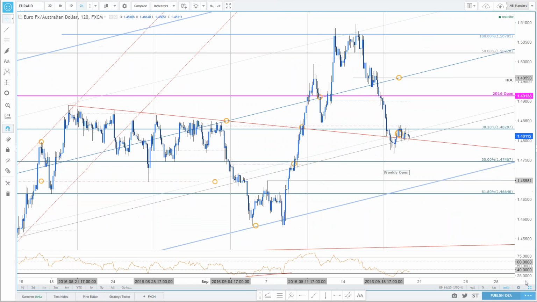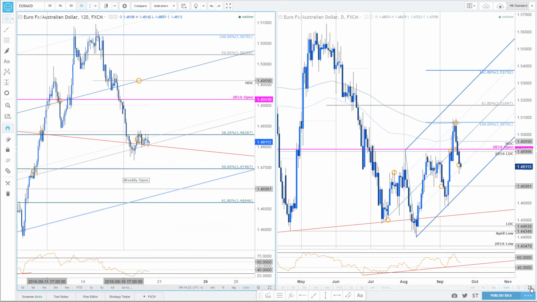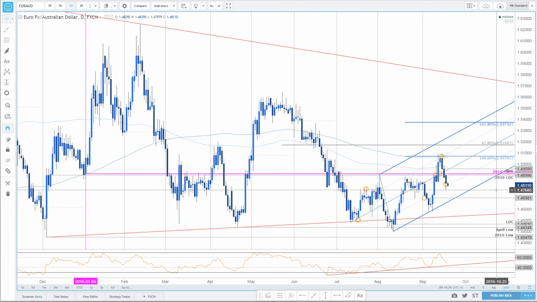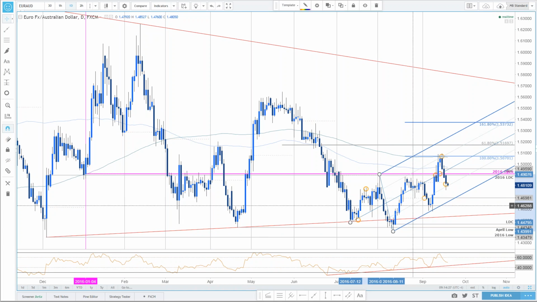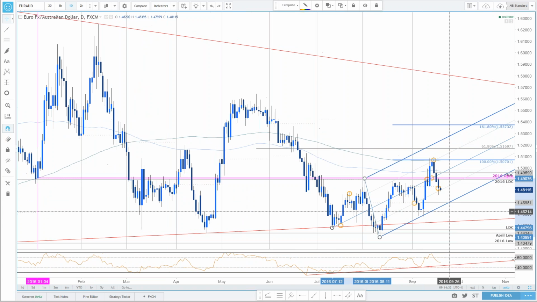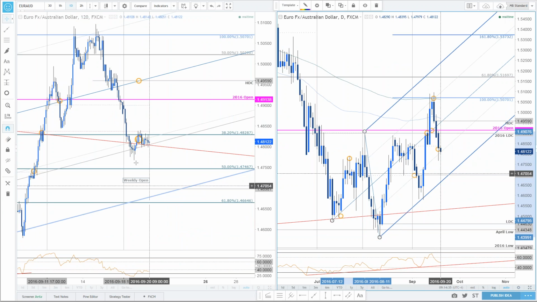Here's what Euro Oz looks like on the daily chart. And the major area that we were looking at was the monthly open, backed by the 50 line at the current operative slope off the lows here. And that's basically what we're trading at right now. Intraday, if you've been trying to trade this, it's been radical. You've been seeing a lot of wicks.